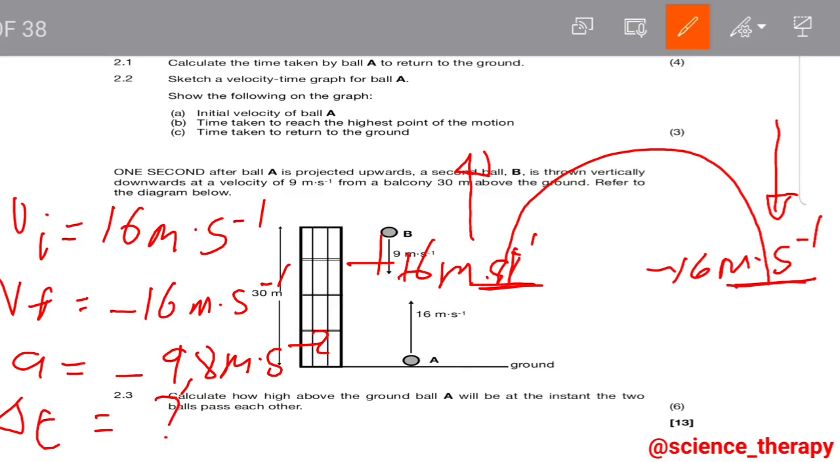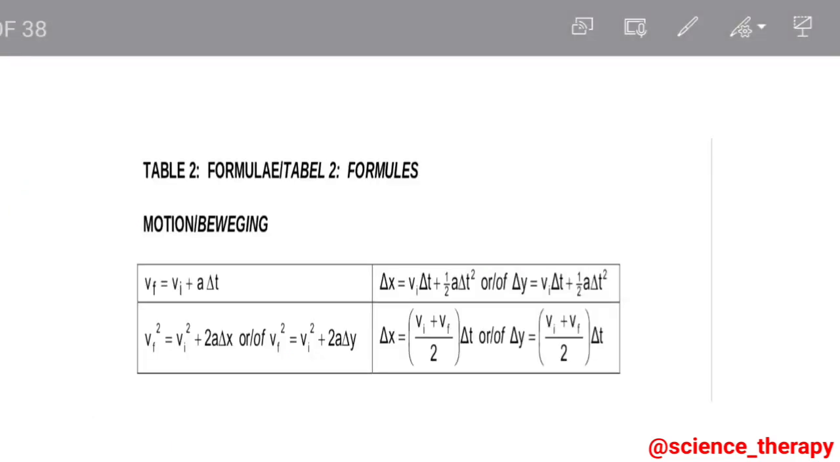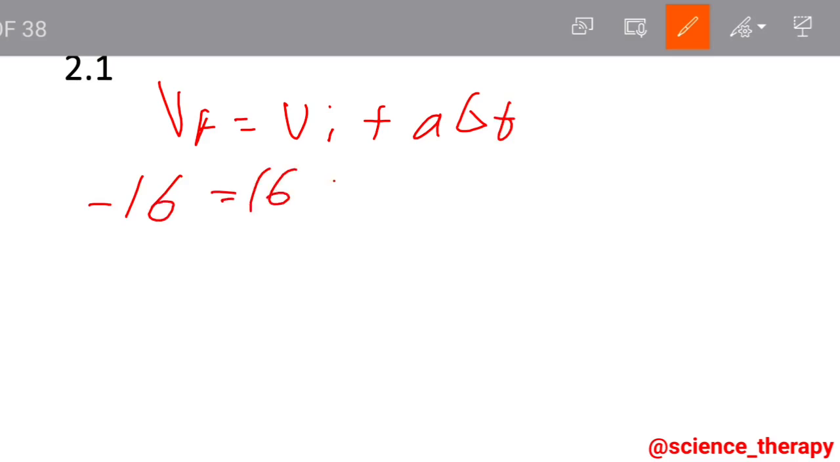Now, having all that data, let's see what formula can work for us. We have VF, VI, A and change in t. That means the first formula is perfect for that one. Now let's go and calculate. So we have VF is equal to VI plus A change in t, right? Now what is our VF? Remember, it's now negative 16 because it's going in the opposite direction. Our VI is 16, then we have plus A, which is negative 9.8, and then change in t.